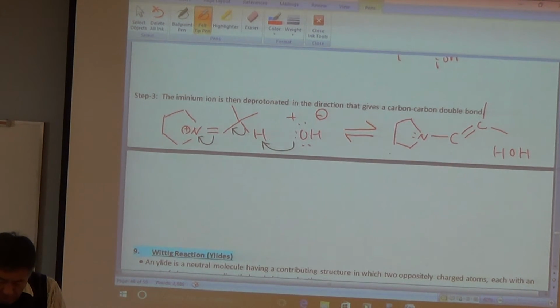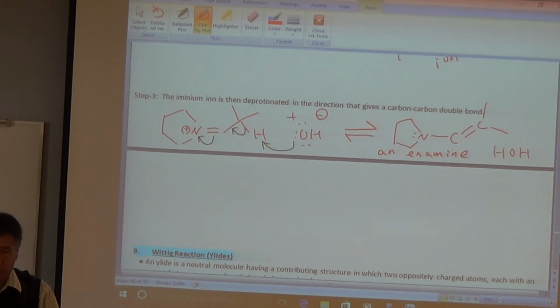Okay, so a general name for this is an enamine. An enamine means you have an amine bound to a double bond. The 'ene' means double bond. Okay, I think we will finish this chapter and then we'll do the quiz, right? So there was the last section.